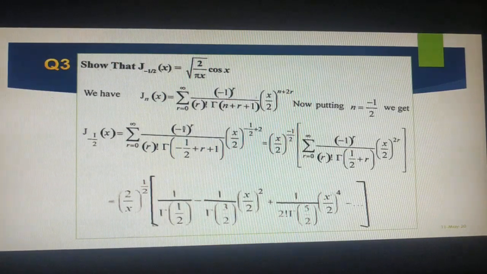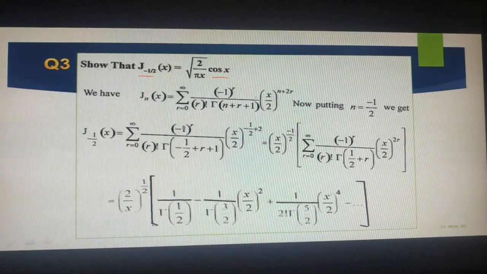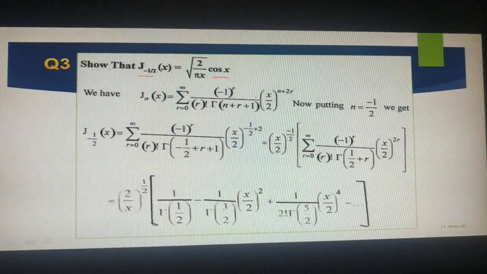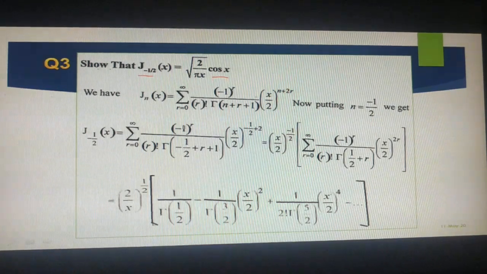Similarly, this time I am taking J minus half of x, and we are going to show that it is under root 2 by pi x cos x. So whatever problems I took, these are very important from the examination point of view. If you are able to find these evaluations, J0 of x, J1 of x, J half of x, J minus half of x, I think it's more than enough for the end examination.